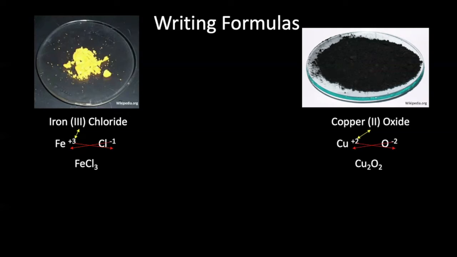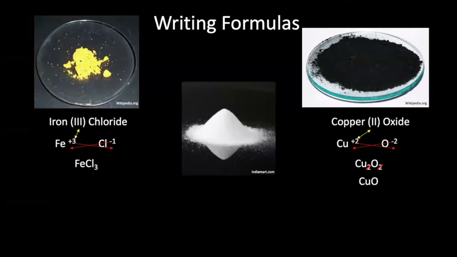Now, one of the limitations of the crisscross method is that if you have 2 numbers that are the same or have a common factor, then the numbers must be reduced. Since both of these numbers have a common factor of 2, we can divide both by 2, and we get Cu1O1, but since we don't write down the ones, we simply get CuO.